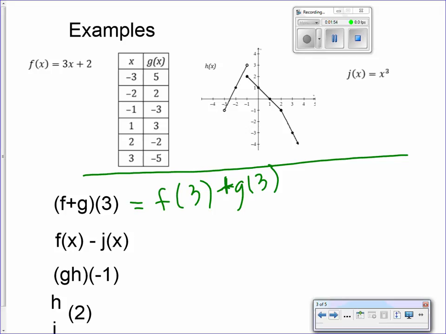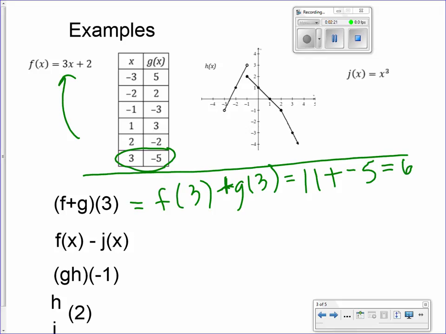So f of 3, to find f of 3, I can substitute 3 into this equation. And so 3 times 3 plus 2, which would be 11. Plus, and then to find g of 3, I'm going to go to the table. And so the output of g when the input is 3 is negative 5. And then I would sum these together. I would add them together. 11 minus 5 is 6.